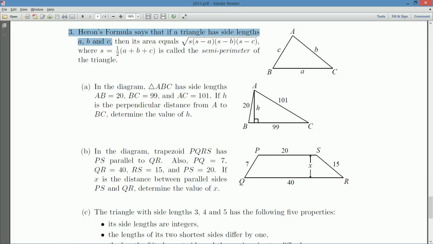So, question 3A. In the diagram, triangle ABC has side lengths AB is 20, BC is 99, and AC is 101. If H is the perpendicular from A to BC, determine the value of H. Okay. Well, I see a right angle triangle there, so there's probably two ways we could do this. I see we've got H as one of the legs of a right angle triangle, 99 is the other, and 101 is the hypotenuse. We could just jump in with Pythagoras Theorem. 101 squared minus 99 squared, what's that going to be? 400. And then the square root of that should be H, so H should be 20.